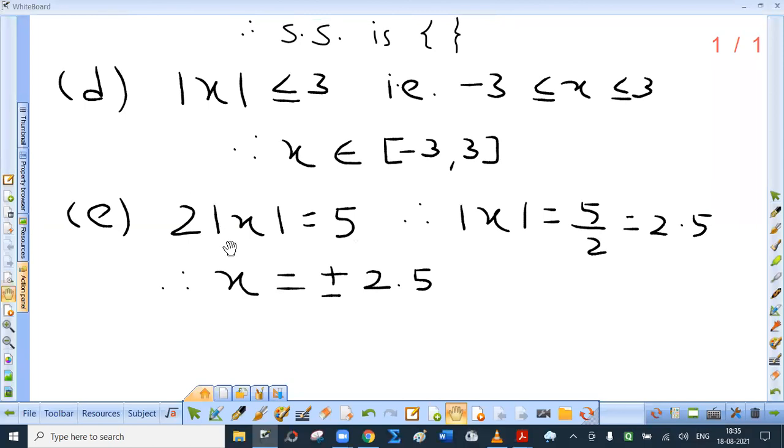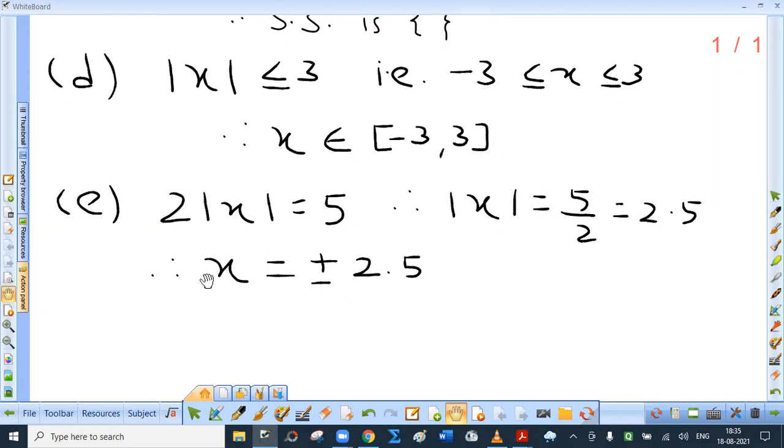E part, 2 mod x is 5. So divide by 2. So mod x is 5 by 2, that is 2.5. Now there are two numbers whose modulus value is 2.5. 2.5 has modulus value 2.5. And what is modulus of minus 2.5? 2.5. And therefore x is plus minus 2.5.